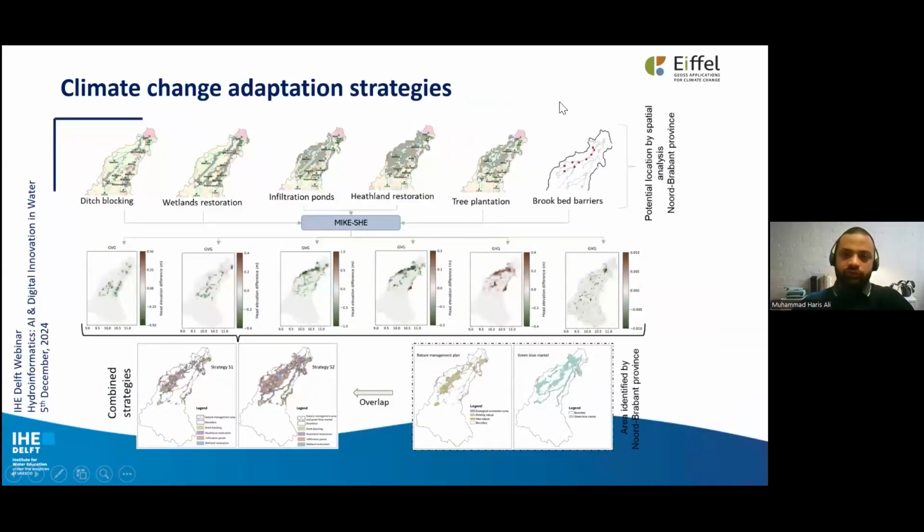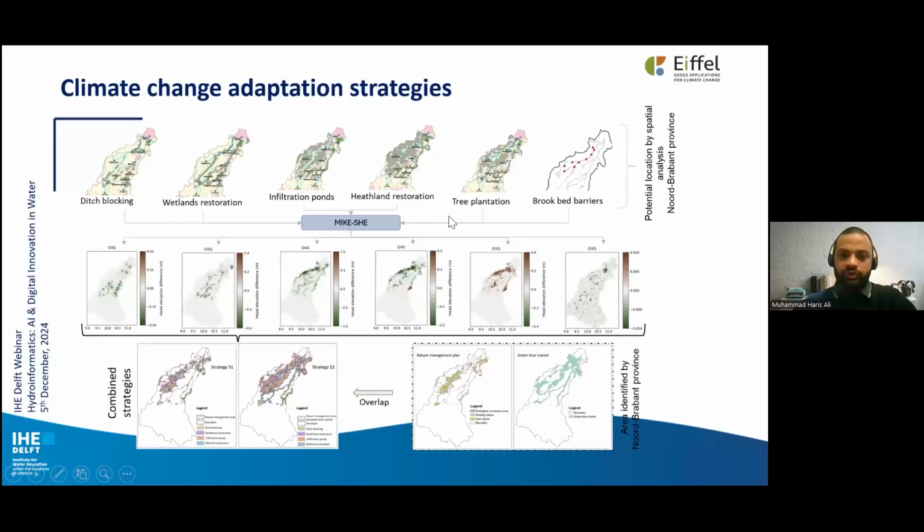We put each of these measures into the model, which is here on the top line. We modeled each independently in MikeSheet using the parameters that I showed you in the previous slide, and we were looking into how each individual measure is going to affect the groundwater availability in the system. Because of the droughts, we were mostly interested in how we can retain more groundwater in the catchment so it can be used in the summer period. And because of more groundwater availability, the base flow to the river in the summer period can be higher.